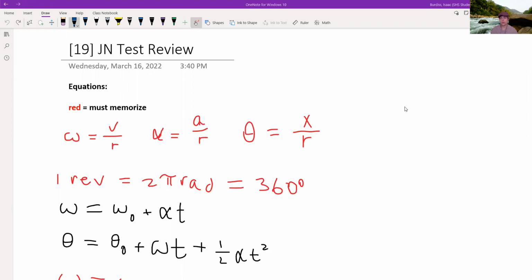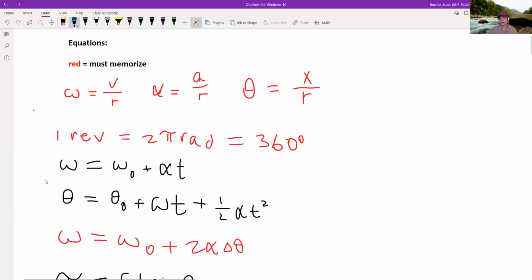Let's start out with the equations that you need to know. Some of these are on your formula sheet, but not all of them. The equations that are red are the ones that you need to memorize. Luckily, the ones that you need to memorize are not that hard. At least they give you the ones that are longer.